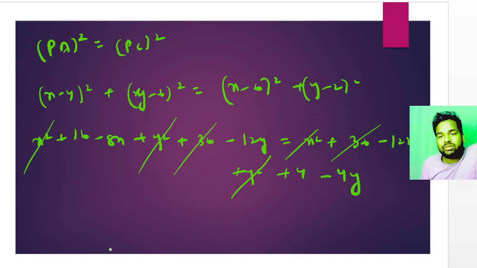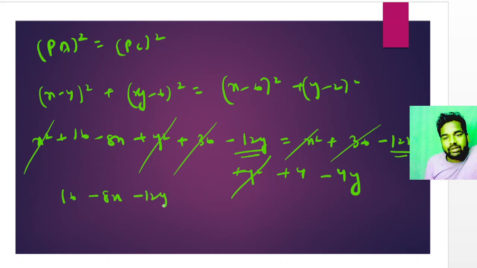Can anything more be cancelled? It has 12y on one side and 12x on the other, so you are not going to cancel those, since one is 12y and the other is 12x. Now, in the left hand side it becomes 16 minus 8x minus 12y is equal to, on this side, minus 12x plus 4 minus 4y.